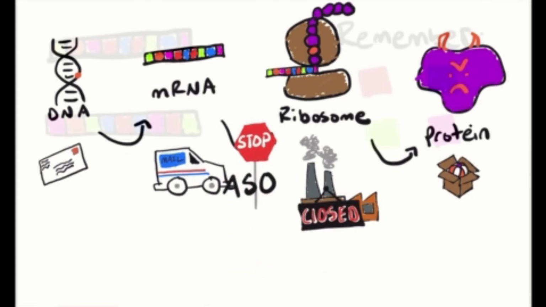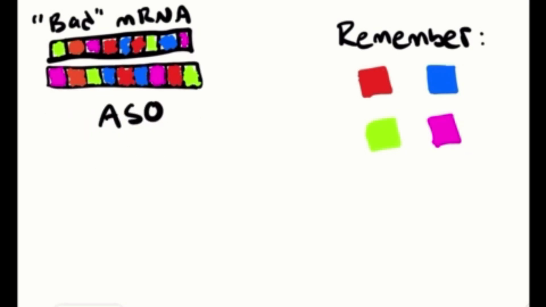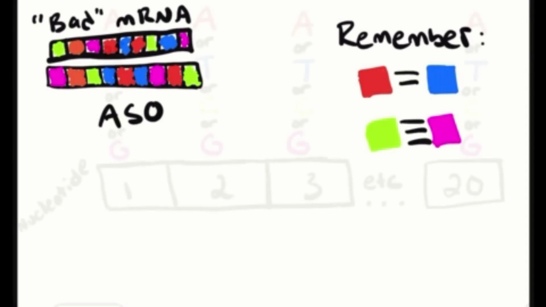Since the bad mRNA is only a single strand of nucleotides, a specially created single-stranded ASO can come along and bind to it. This ASO needs to have the exact opposite nucleotides of the mRNA in order to successfully bind.